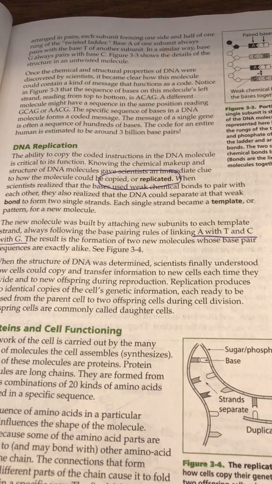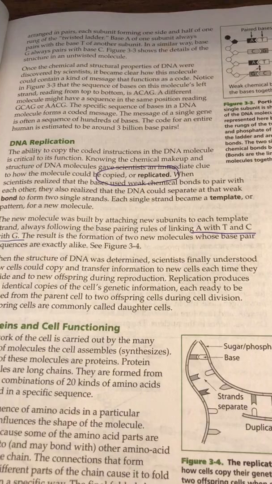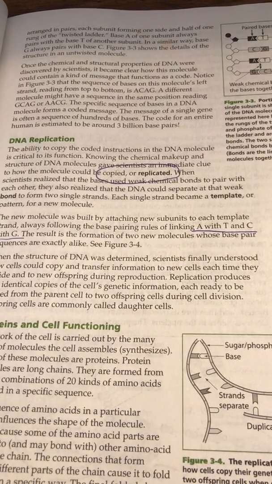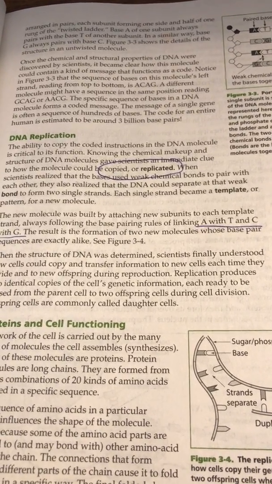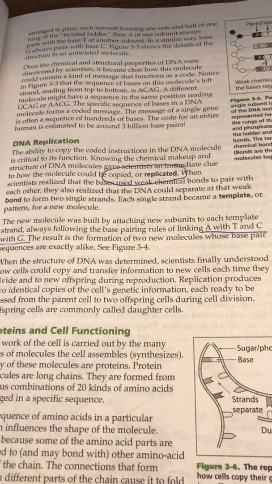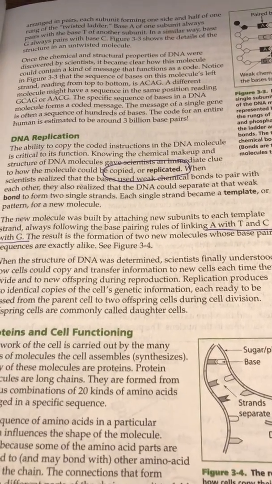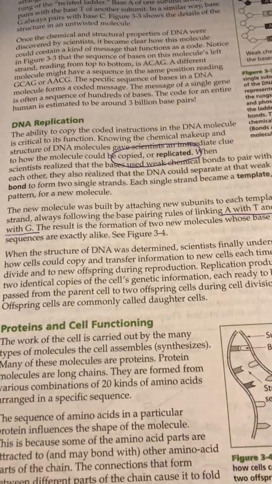The specific sequence of bases in a DNA molecule forms a coded message. The message of a single gene is often a sequence of hundreds of bases. The code for an entire human is estimated to be about 3 billion base pairs.